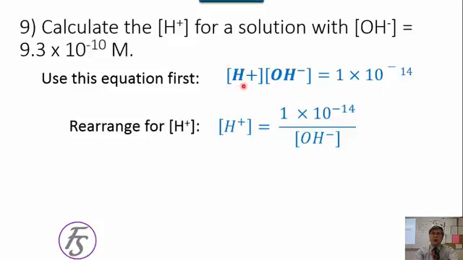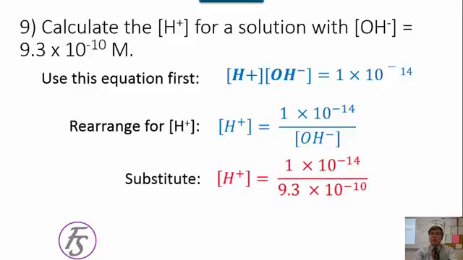Anytime we take this equation up here and rearrange it, 1 times 10 to the negative 14 divided by one of them is going to be equal to the other one. Pretty simple. All we have to do is substitute. Our given goes down on the bottom, down here, and solve it, and we get a concentration of 1.08 times 10 to the negative 5 molar for the hydrogen ion concentration. There should be a capital M after that, moles per liter of hydrogen ion.